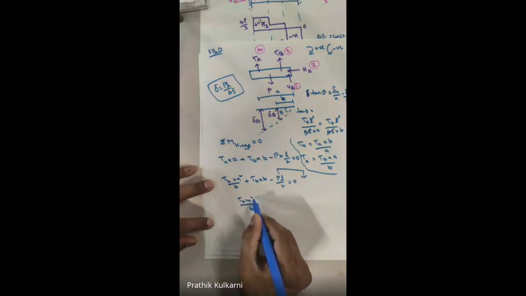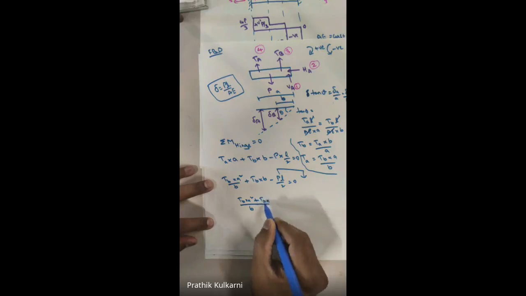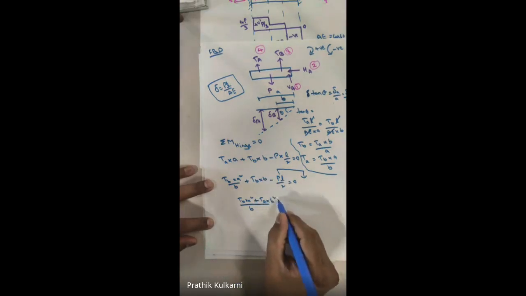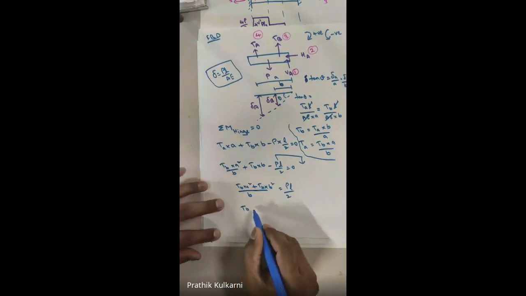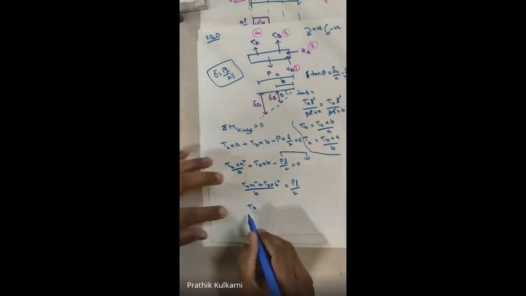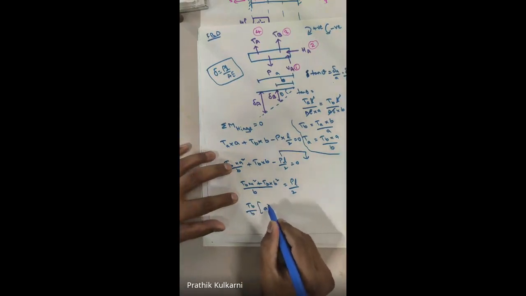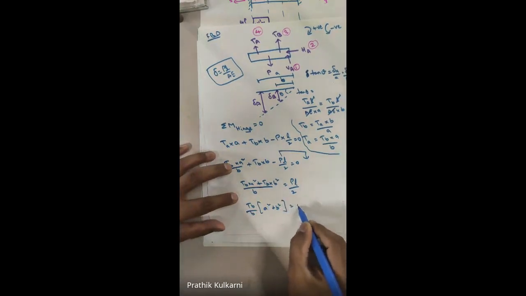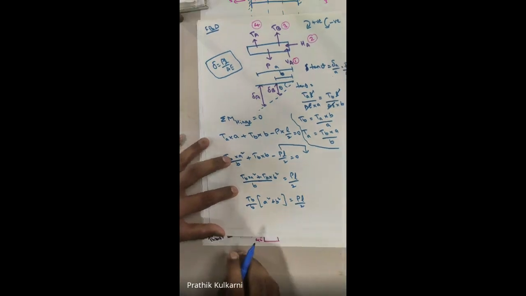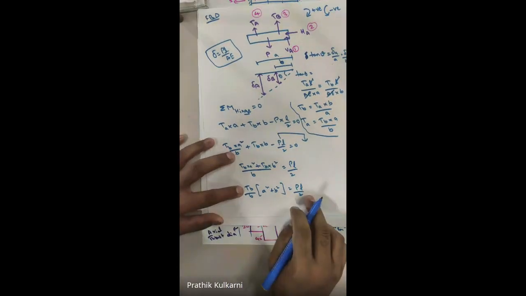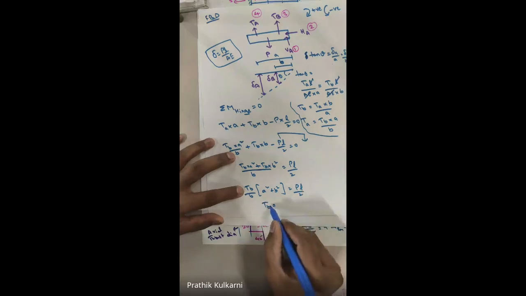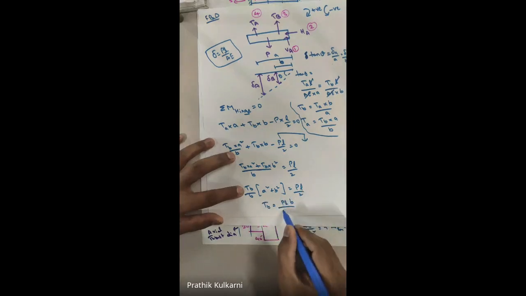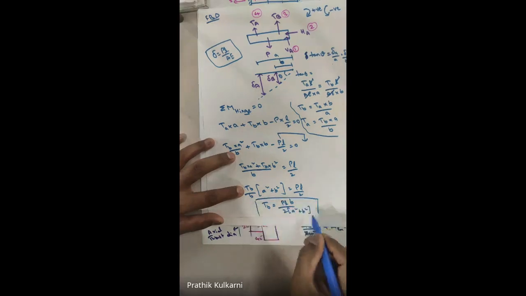TB into A square plus TB into B square, which is PL by 2. Yes or no? So TB by B are common, ले लो. TB by B also if you take common, it is A square plus B square, which is PL by 2. So can I send this B over there? So TB is equal to PLB by 2 times of A square plus B square. So this is my TB.